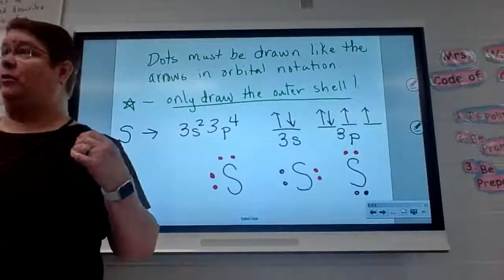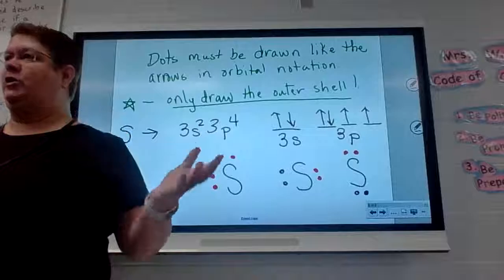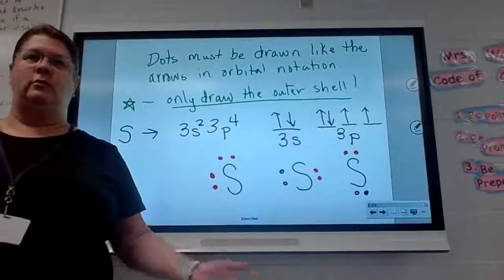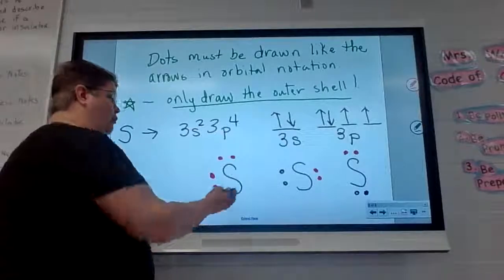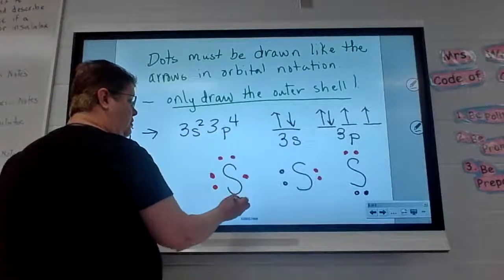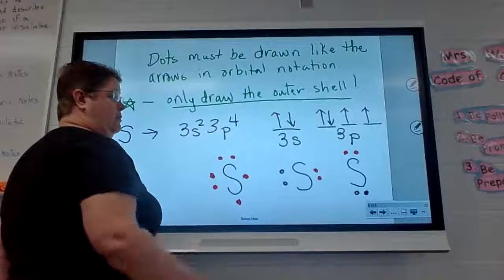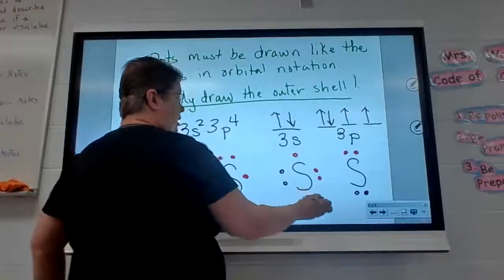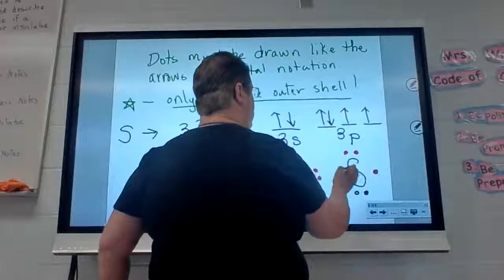They're not paired. They're single arrows, right? So I need 2 arrows that are single on my diagram. So I'm going to draw 2 dots that are singles to represent my single arrows. So let's say Zaria said, I want mine here, and Franco wanted his here.